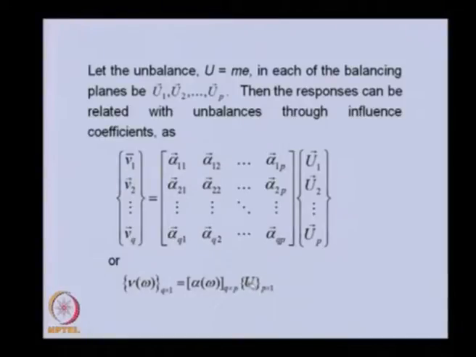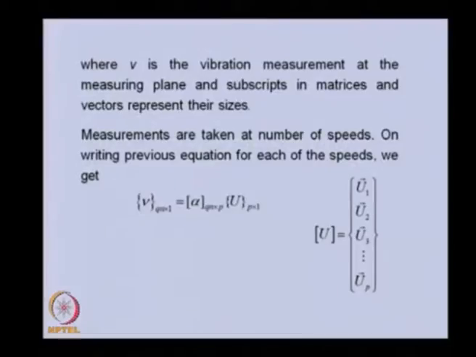This is the unbalance. Unbalance is defined as mass into eccentricity. So, basically it will not change with speed. Unbalance force will change, but this unbalance will not change with the speed. So, this u is a vector which is not a function of speed. So, here we have response and the influence coefficient as functions of speed, but this is independent of the speed, because the previous relation we have written for one speed.